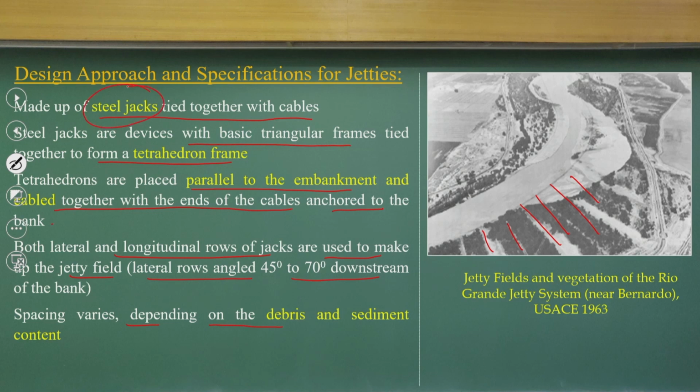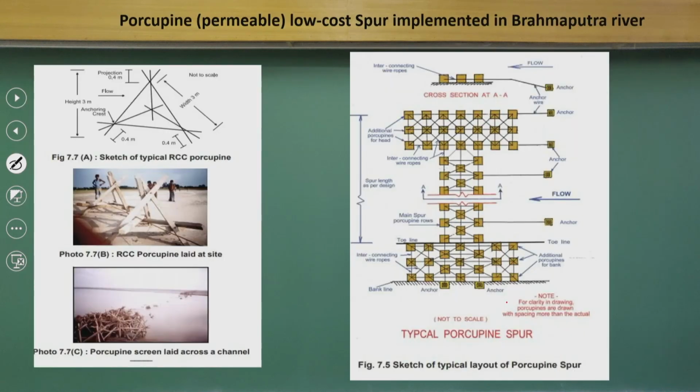For a river like the Brahmaputra, where we want to stabilize the river for certain years, we cannot go for steel jacks with cables, which is followed in the US. The American Society of Civil Engineers 1963 describes a jetty field with the vegetation of the Rio Grande jetty systems. That is what you can see in the photographs. That will not be possible in a country like India.